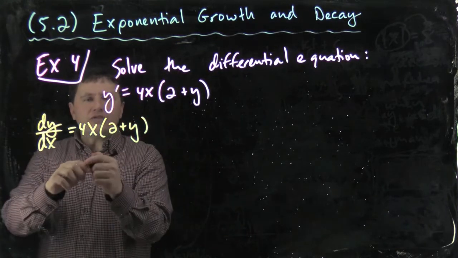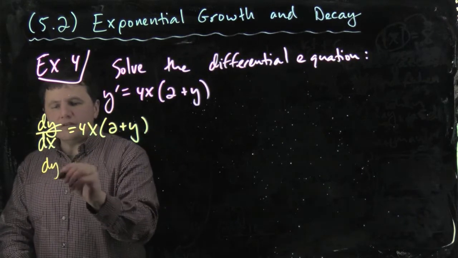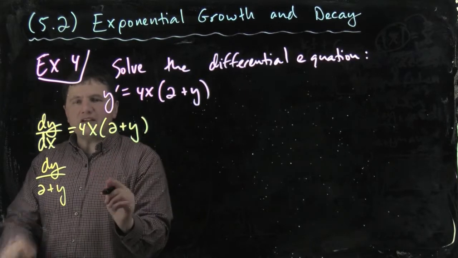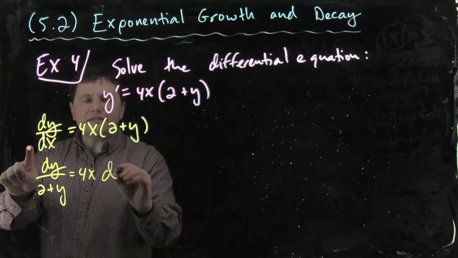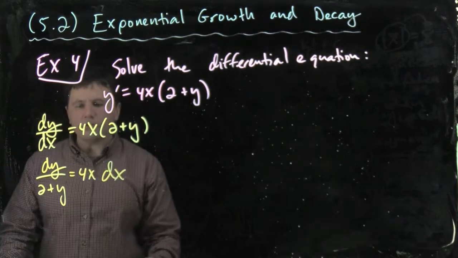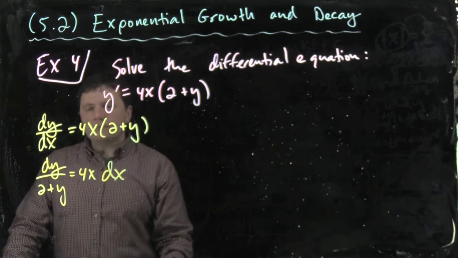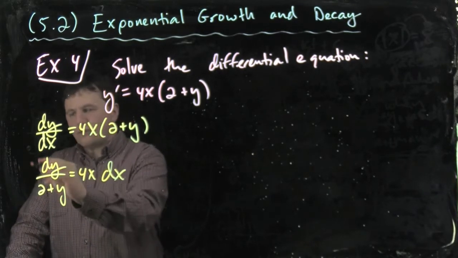So what I'm going to have to do is divide both sides by this whole quantity here. So I'm going to get dy over 2 plus y. I have to divide both sides by this, and then 4x dx. That is how I separate the variables here. Notice I kept the 4 on this side. That is typically going to be the easiest, because ultimately I need to solve for y over here.